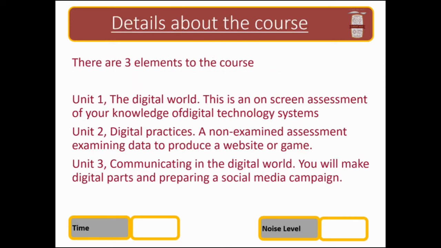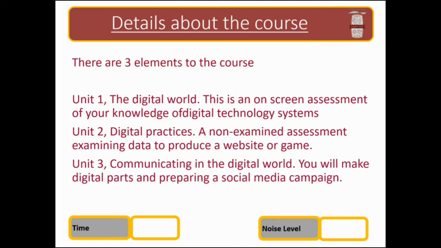So, what's in the course then? There are 3 elements to the course. There's Unit 1. This is an on-screen assessment. In other words, it is externally marked, and you will complete an exam in the same way as you normally would, apart from the fact that you do it on a screen. This will test your knowledge of digital technology systems. We're talking about different sorts of social media, different ways in which sound is produced, analog and digital media, etc.